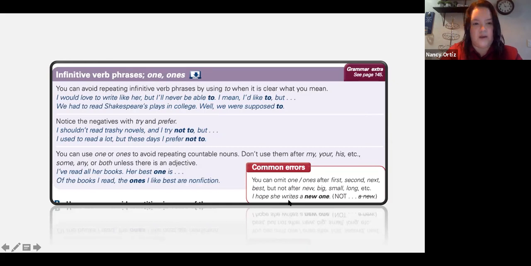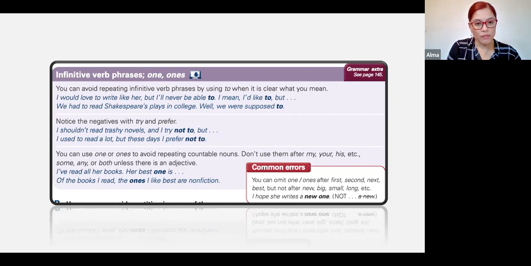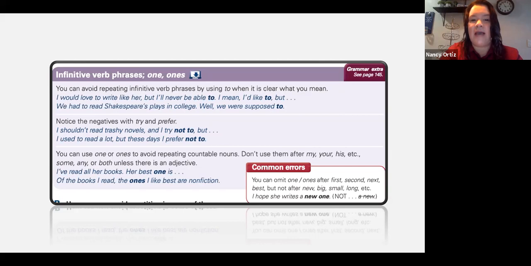No? Okay. Now, I want you to notice the negatives with the two verbs, try and prefer. I want you to observe how we use the negative. Alma, can you read the first example, please? "I shouldn't read trashy novels, and I tried not to, but..." Very good. So what happens in the negative? We use the verb, "not" in the middle, and "to." I try not to. Excellent.